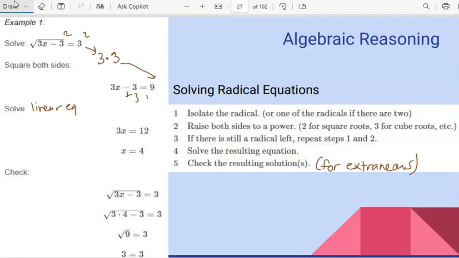Add 3 to each side. 3x equals 12. Divide each side by 3. x equals 4. Now check to see if it is real.